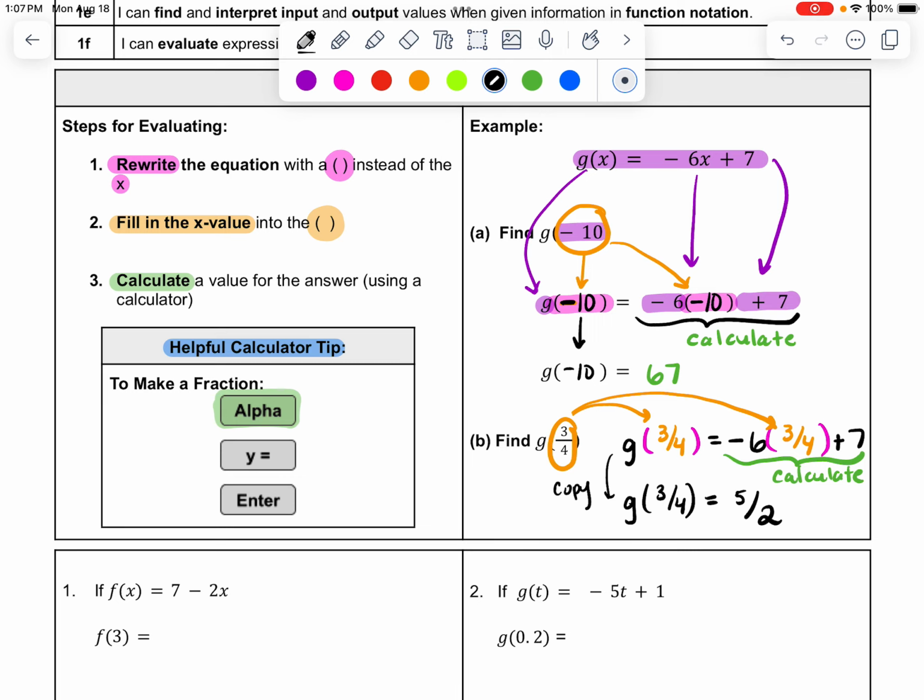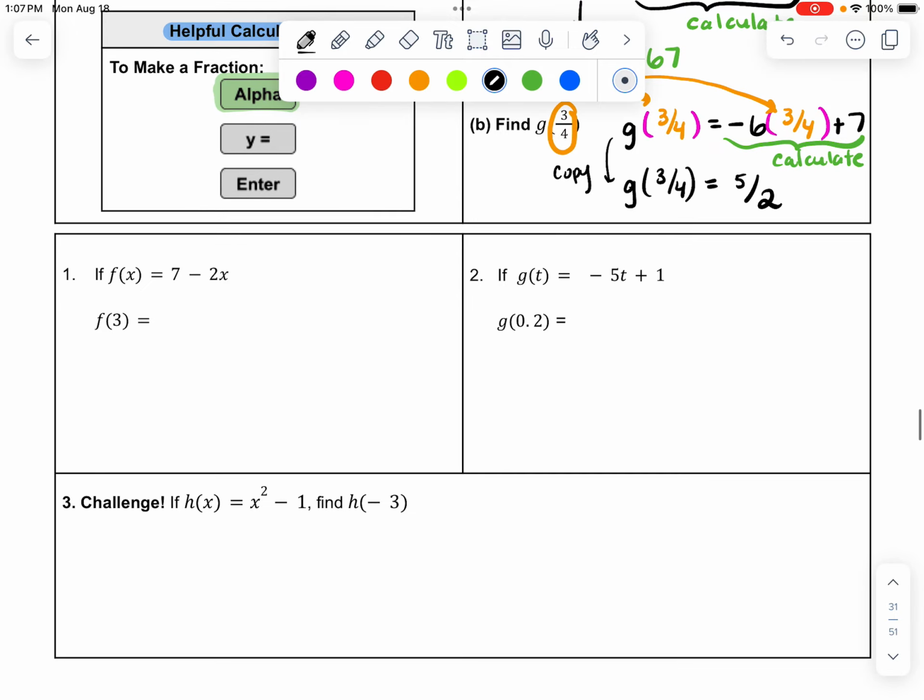Let's try this a few more times just to make sure we've really got it. For problem number 1 here, we've got an equation and then we're asked to find f of 3. So what I'm going to do is copy my equation, but just copy it and put an empty parentheses any place I see an x. That means that I'm going to have an empty parentheses here and here. So I'm going to have f empty parentheses equals 7 minus 2 empty parentheses.